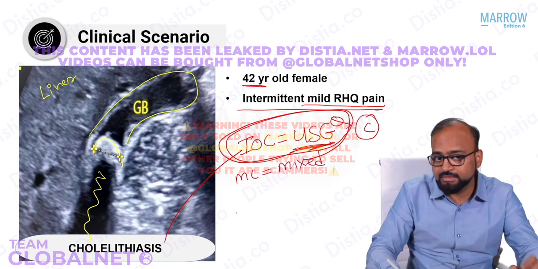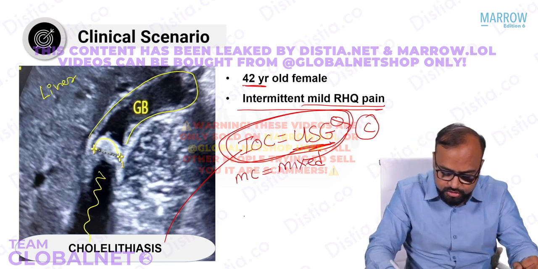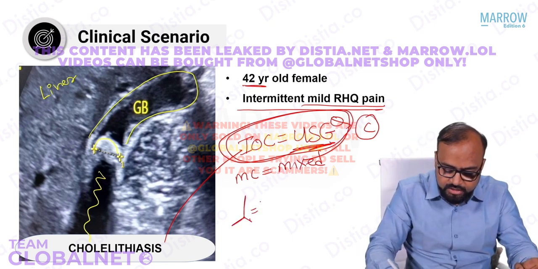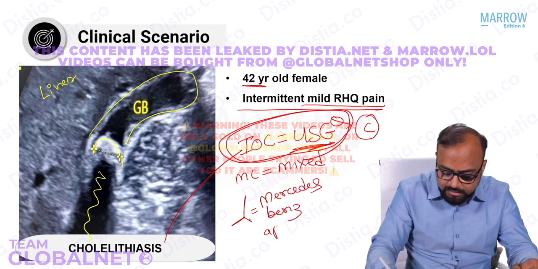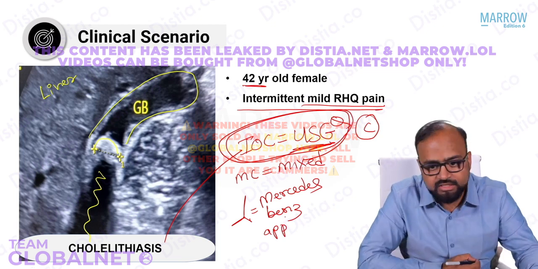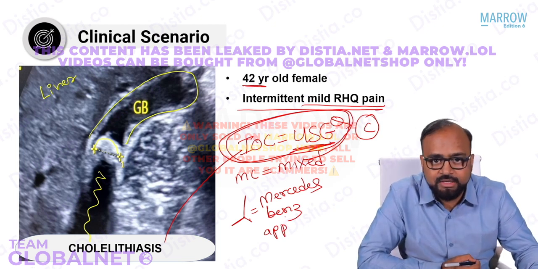Sometimes there are certain clefts within these stones. This gives rise to the Mercedes-Benz sign, Mercedes-Benz appearance or sign. You know, when you examine these stones, that is the appearance. They can be faceted or laminated as well.